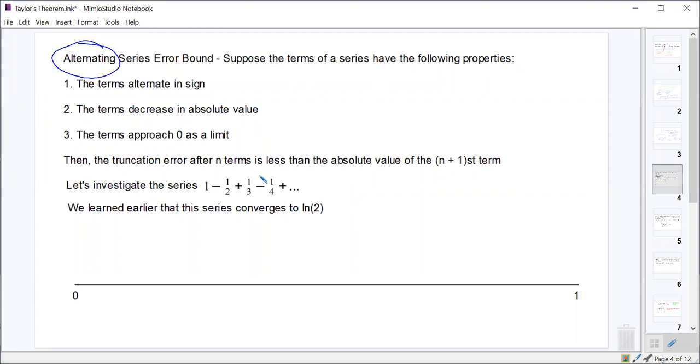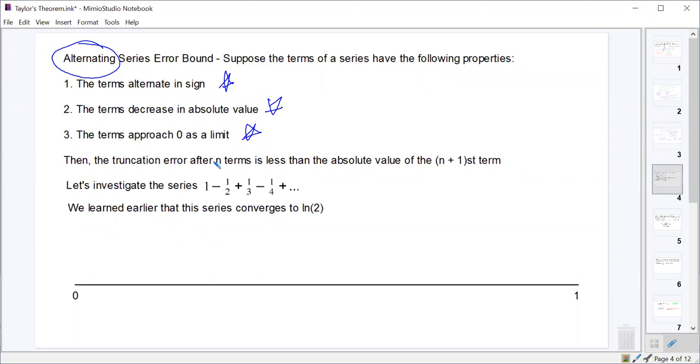Okay? So 3 criteria must be met for this to work. Number 1, the terms alternate. Number 2, take the absolute value of them and they are decreasing in value. Number 3, they must be approaching 0. Right? So 1, a half, a third, a fourth, a fifth, a sixth, a seventh, an eighth. As we go towards infinity, that's 1 over infinity. It's approaching 0. So for this particular series that we're looking at, all 3 of those criteria are met. Would you all agree with that?